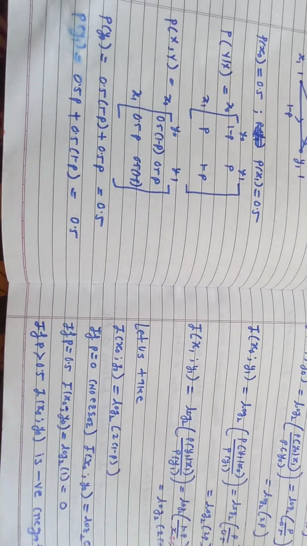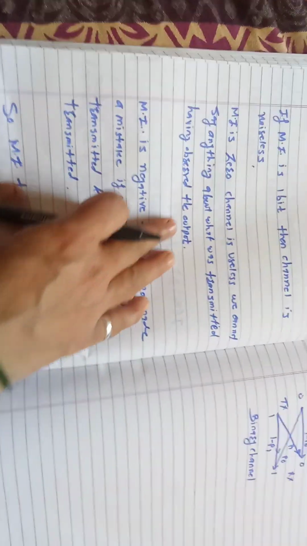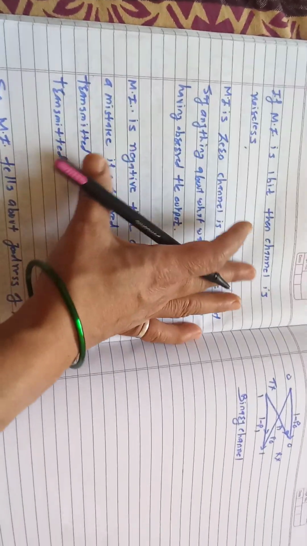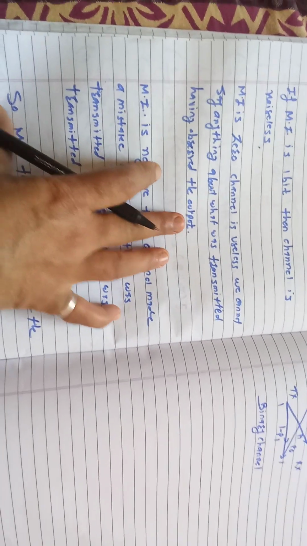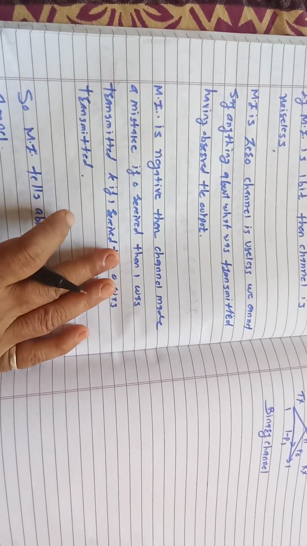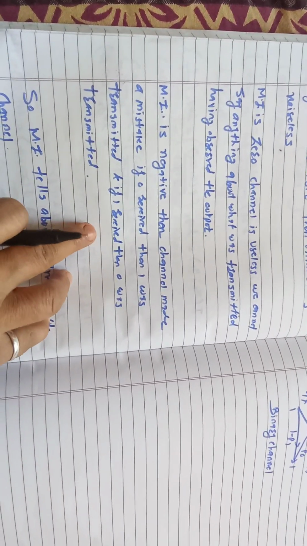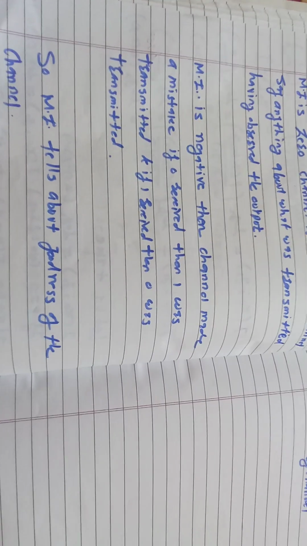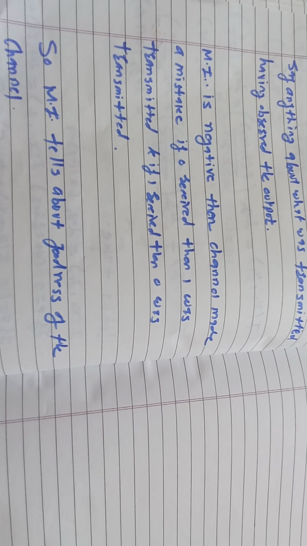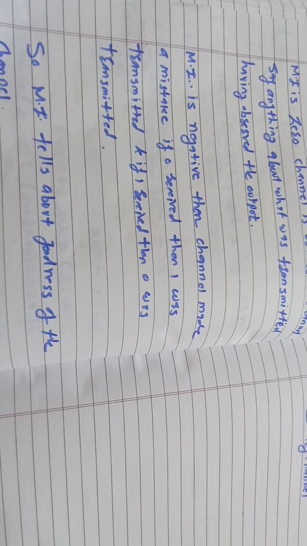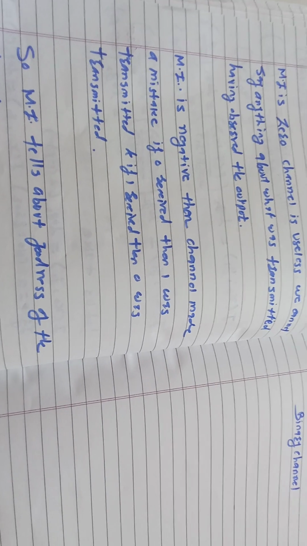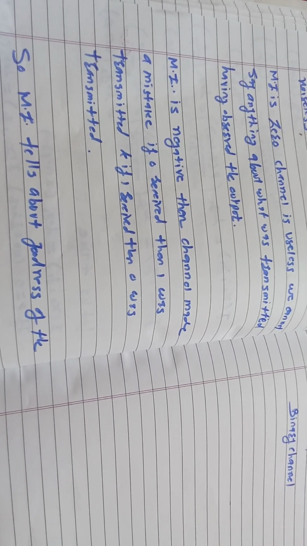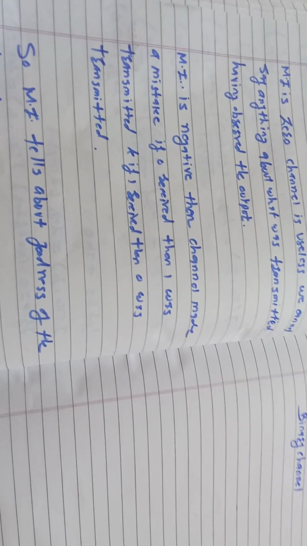The same is written here: if mutual information is 1 bit, then the channel is noiseless. If 0, the channel is useless, you cannot say anything. If mutual information is negative, then definitely an error is there. So mutual information tells about the goodness of the channel. This video is all about how mutual information can be used to say something about the channel.